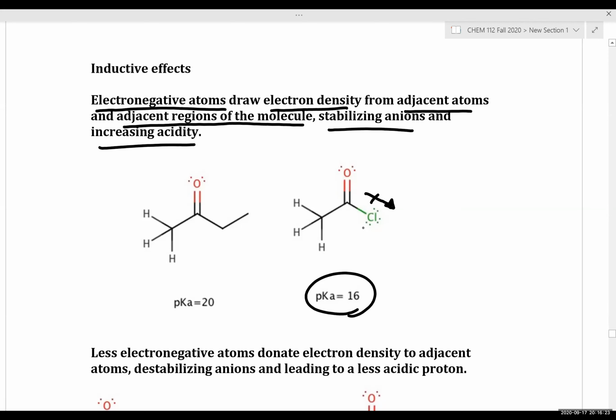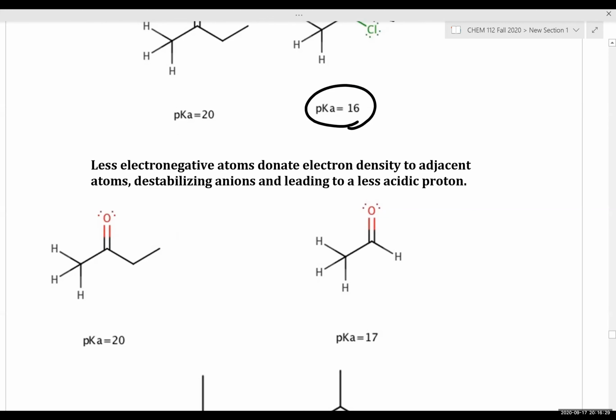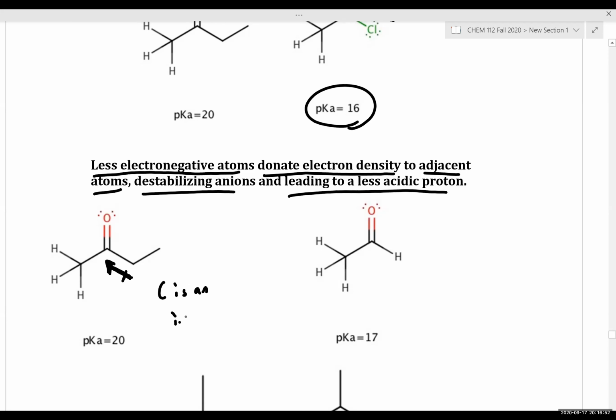Now, as a corollary to these inductive effects, we can also say that less electronegative atoms donate electron density to adjacent atoms, and they destabilize anions, leading to a less acidic proton. So this carbon is donating electron density into our adjacent atoms. So this carbon can be thought of as an inductive donor.